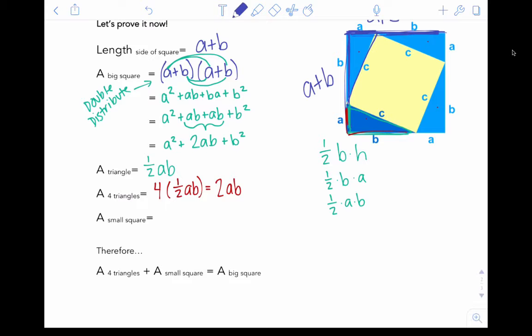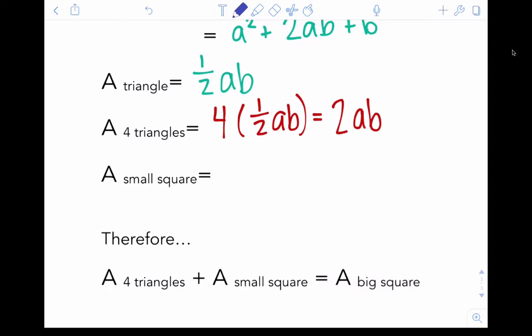So now I just have the area of the small square to get. I know that the area of a square is length times width. I see that the length is C and the width is C. So the area of the small square is C times C, or C squared.